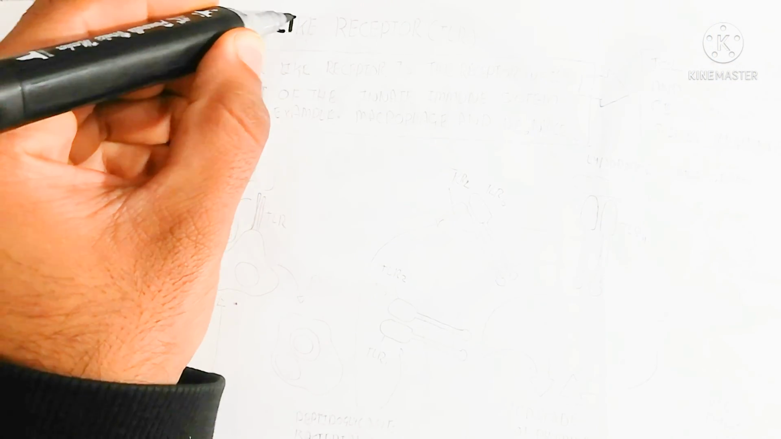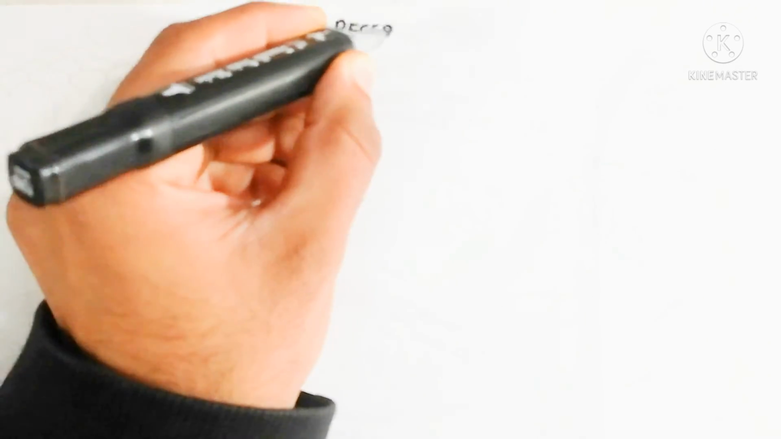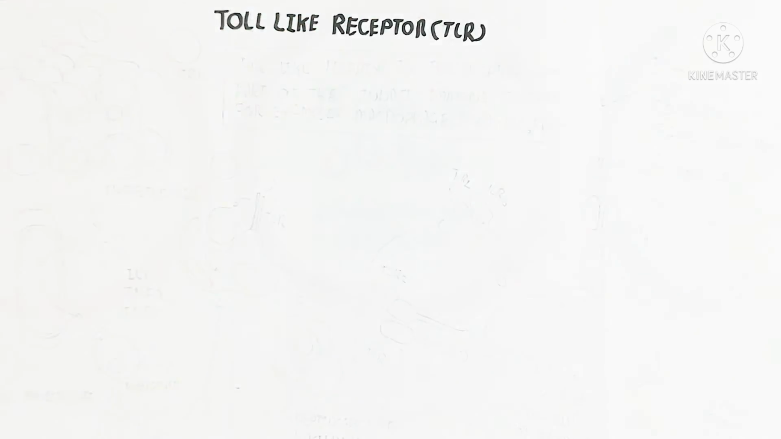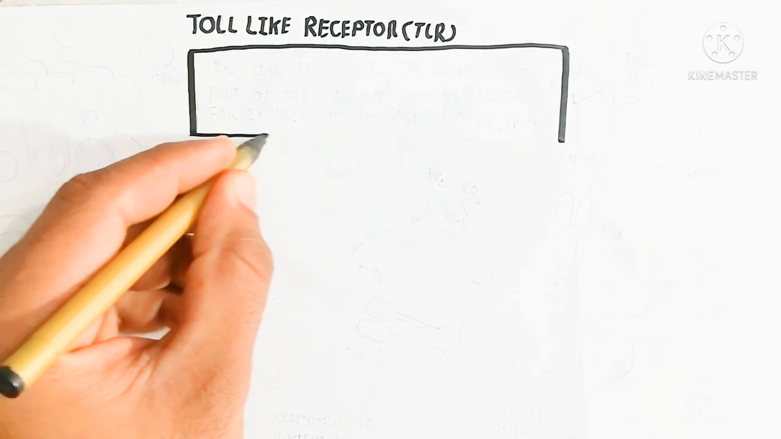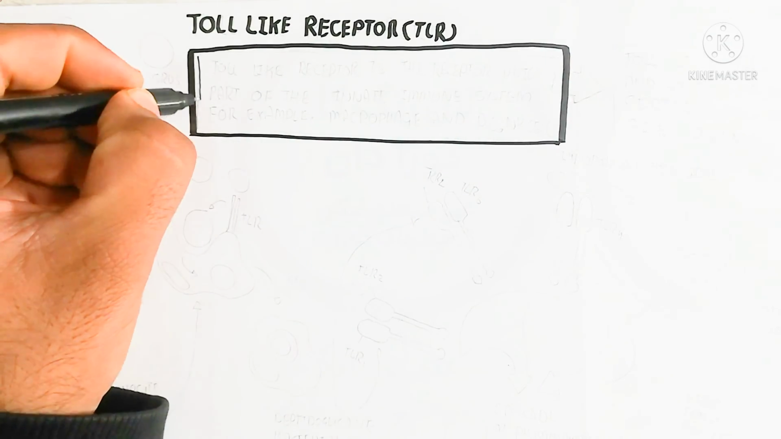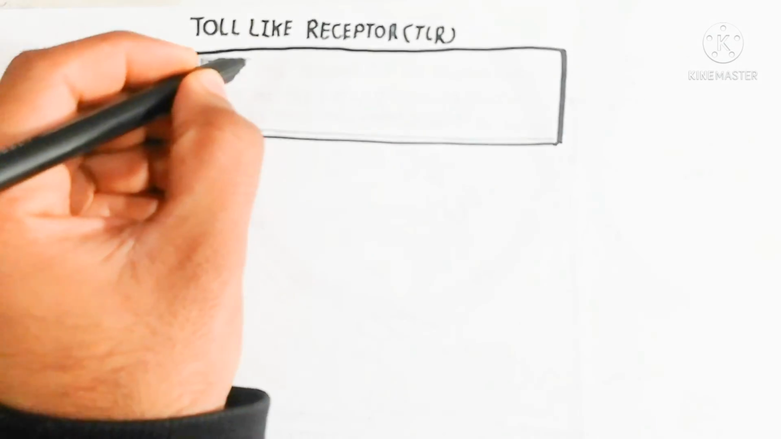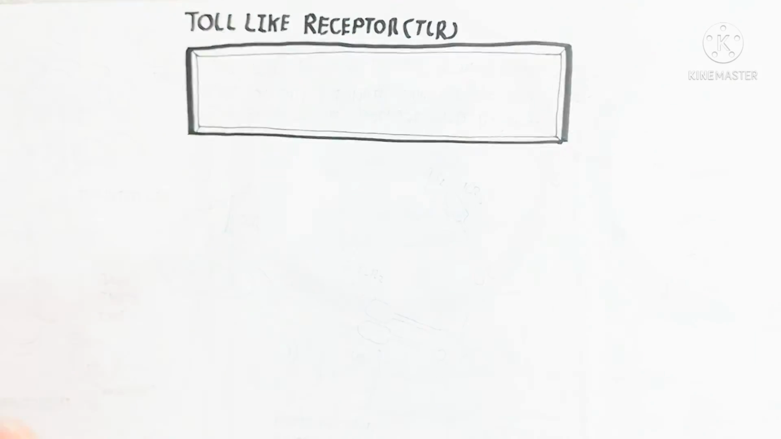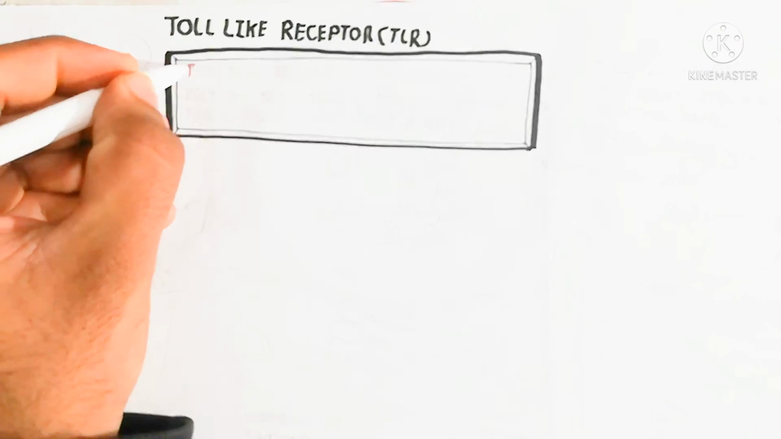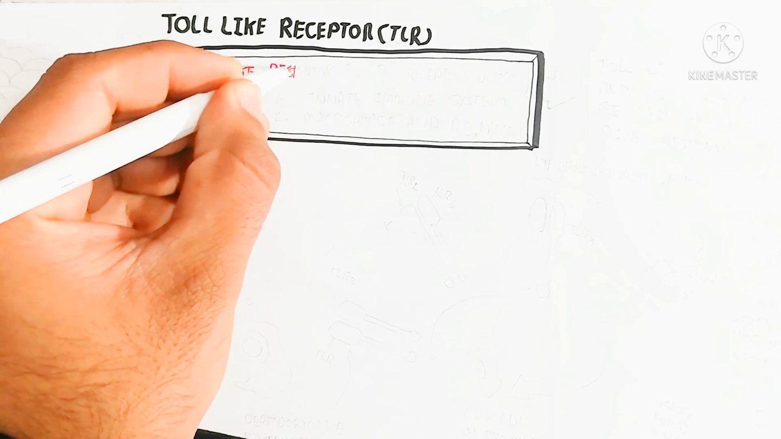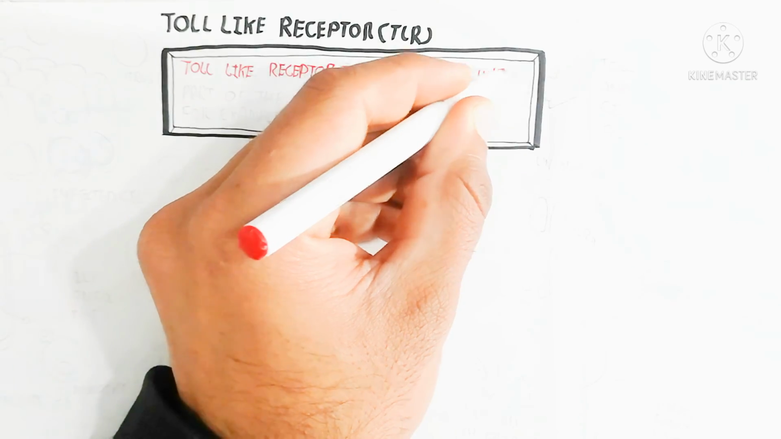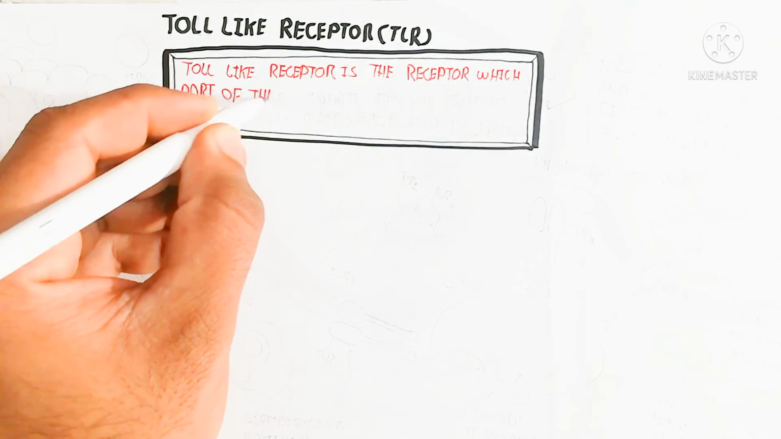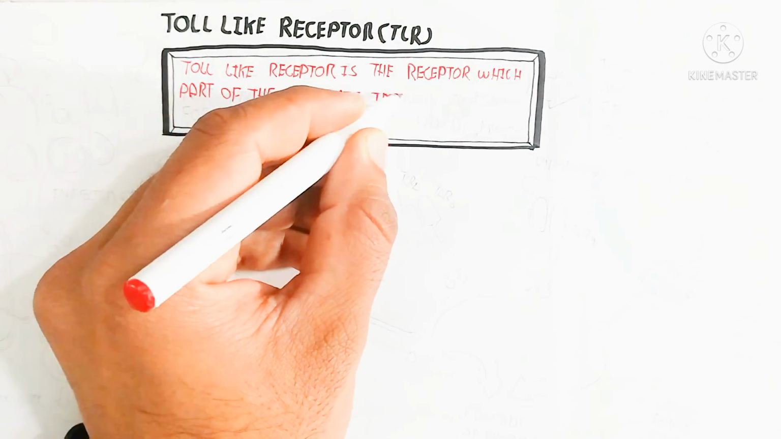Hello, in this video we will discuss the toll-like receptor, TLR. Toll-like receptor is a receptor that is part of the innate immune system, for example in macrophages, dendritic cells, and natural killer cells. There are many types of toll-like receptor, which are part of the innate immune system, not the adaptive immune system. But the toll-like receptor is responsible for the activation of the innate to adaptive immune system.